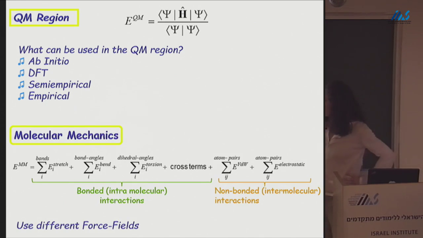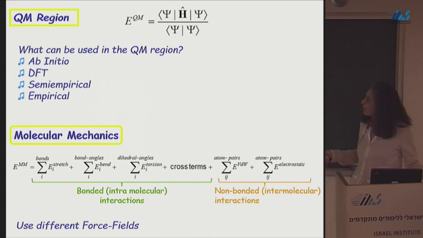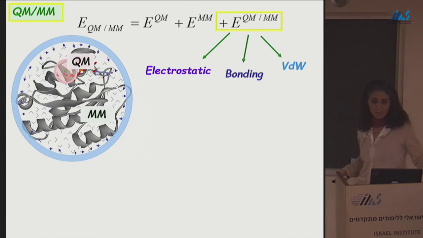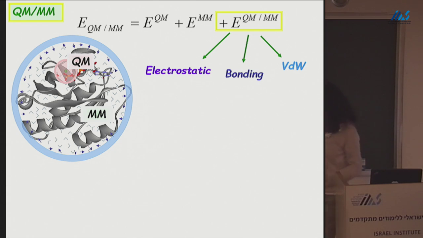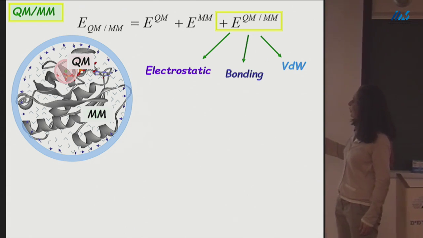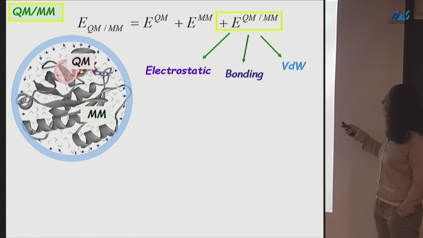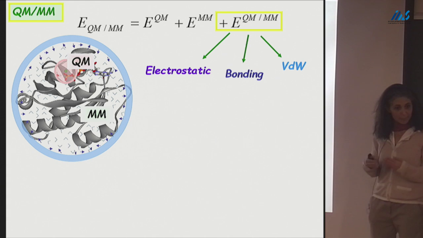Okay, what about molecular mechanics? So molecular mechanics, we've seen Michael Levitt have shown us very nicely all the different terms, so I don't need to really explain them. So this is how we calculate the QM, this is how we calculate the MM, and now what about the coupling terms? So as I said, we calculate the reactive part using QM, the environment using MM, and now we need to take care of the coupling between them.